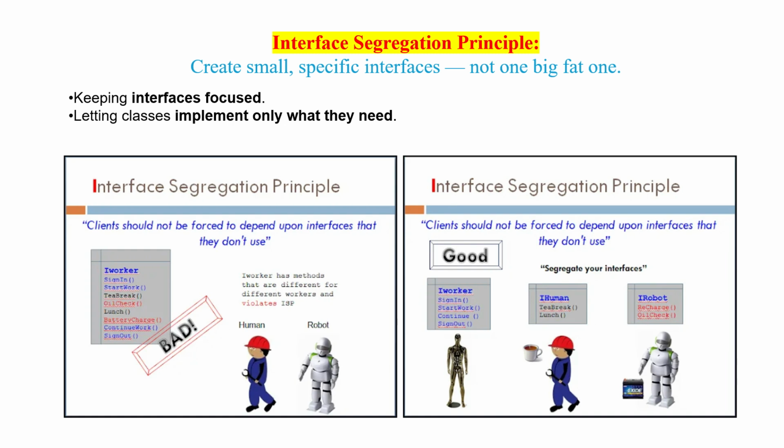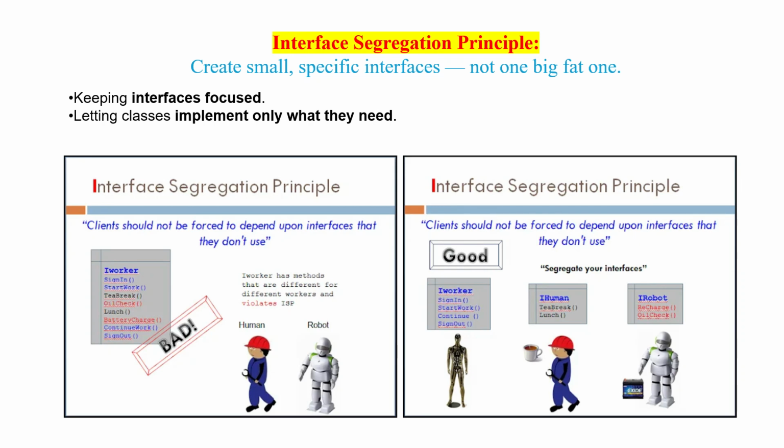It means you don't have to create a bulky interface and forcibly implement it in all the classes. Instead, create smaller, focused interfaces that would be needed by the classes and that the classes can implement. If you keep a bulky interface, that won't be of any use because the classes will not use all the methods which are declared in that particular interface. As you can see in here, the Robot will not use this tea break, lunch. So it is a bad example and it is violating the Interface Segregation Principle.